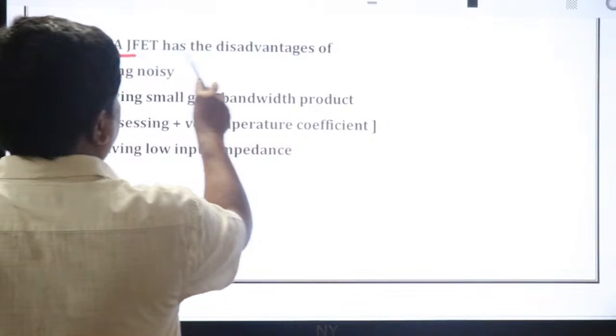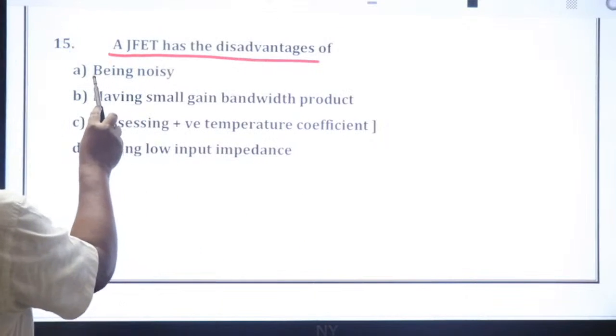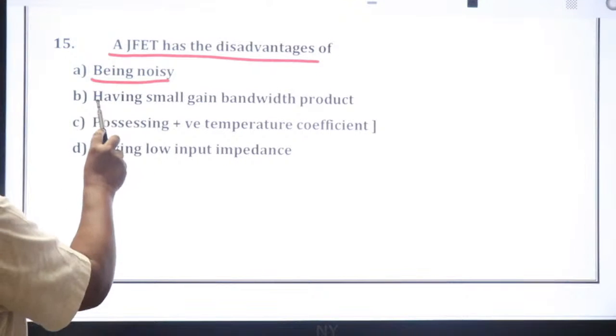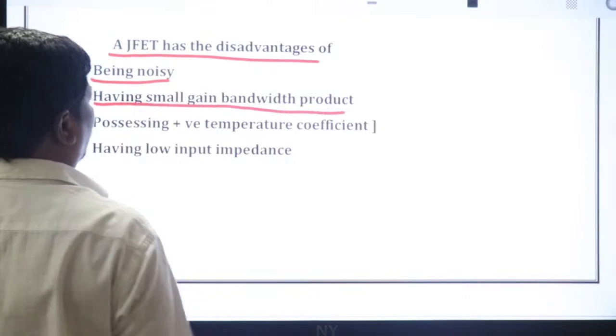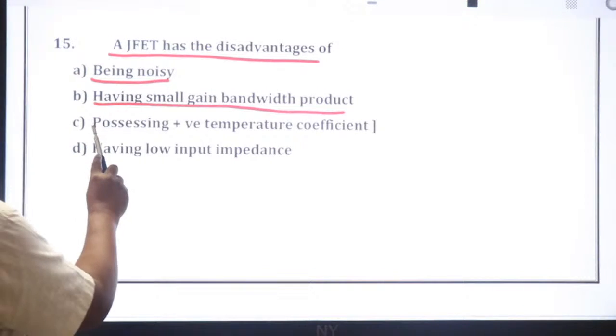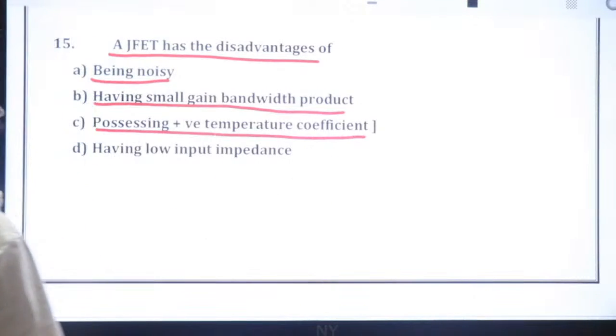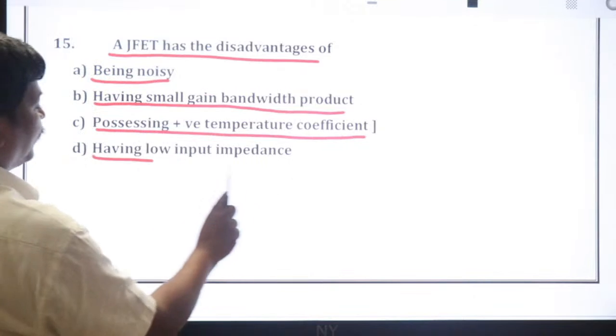A JFET has a disadvantage of: being noisy, having a small gain bandwidth product, possessing a positive temperature coefficient, or having low input impedance.